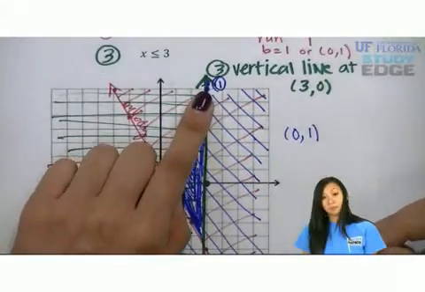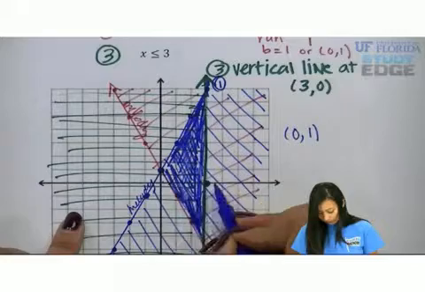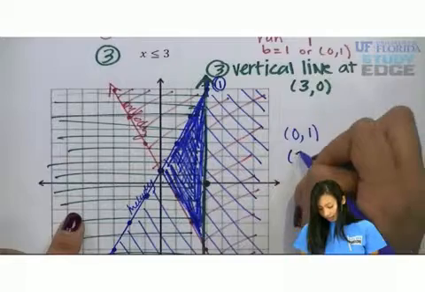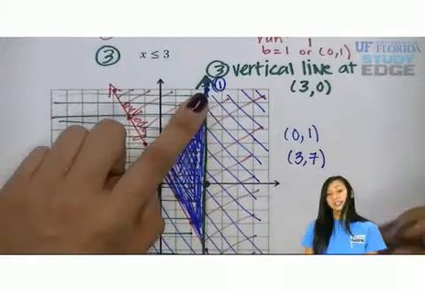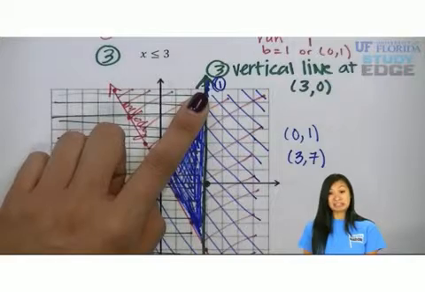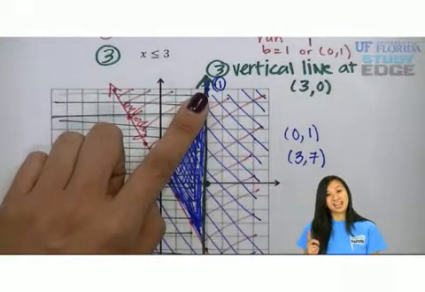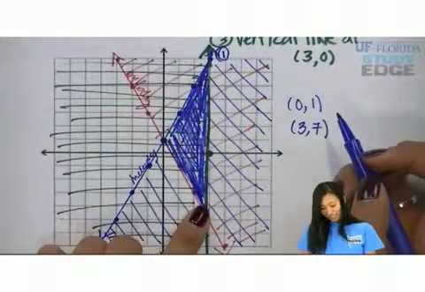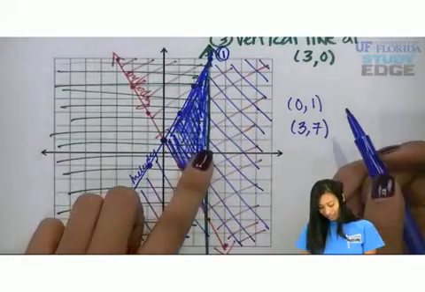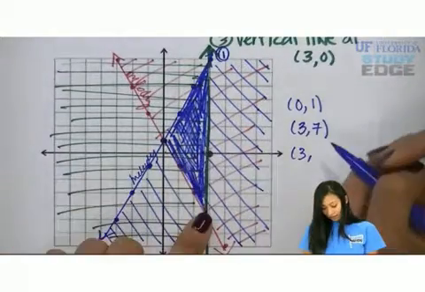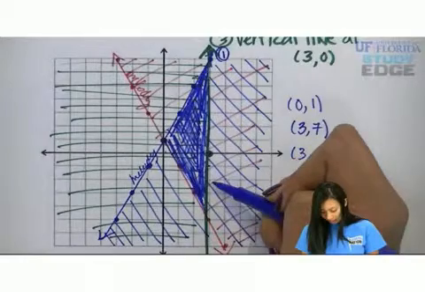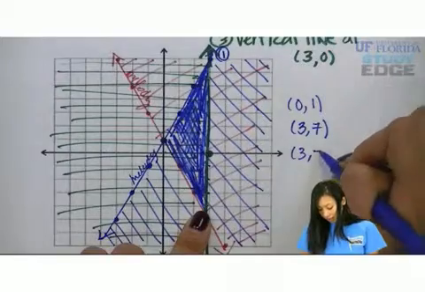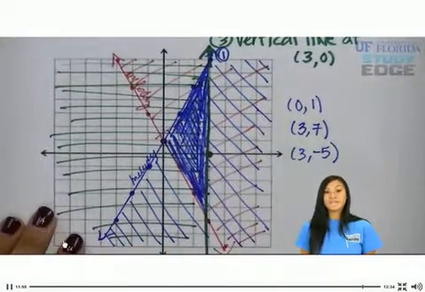Here's another point where they meet. So that is 1, 2, 3. 1, 2, 3, 4, 5, 6, 7. So 3, 7 is another vertex. 1 vertex, 3 vertices. So fun. All right. So the third one is right here. I have 1, 2, 3, still positive 3, but now it's on the other side. So it goes 1, 2, 3, 4, 5. So it's 3, negative 5.